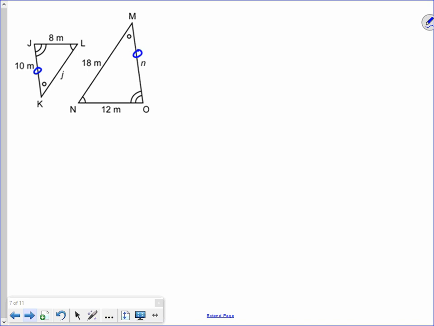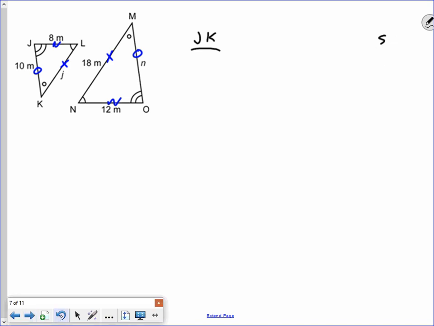Then if we go from K to L, that side goes between the circle and the arc. So circle and the arc, that'll be that side right there. And finally, our last two sides have to match up. So we can set up our proportion here. We've got JK. This, of course, again, is our small triangle over our large triangle.